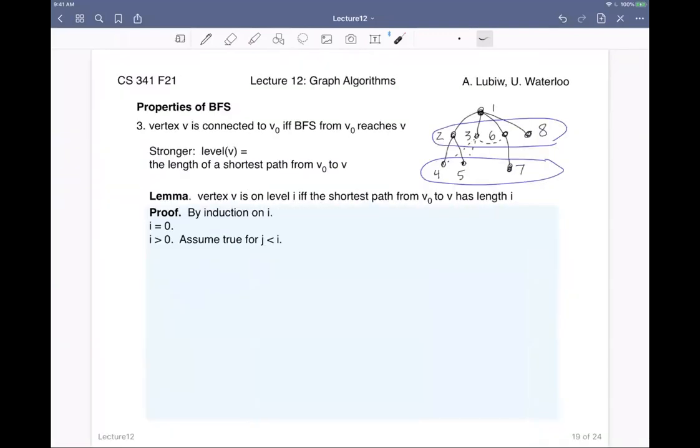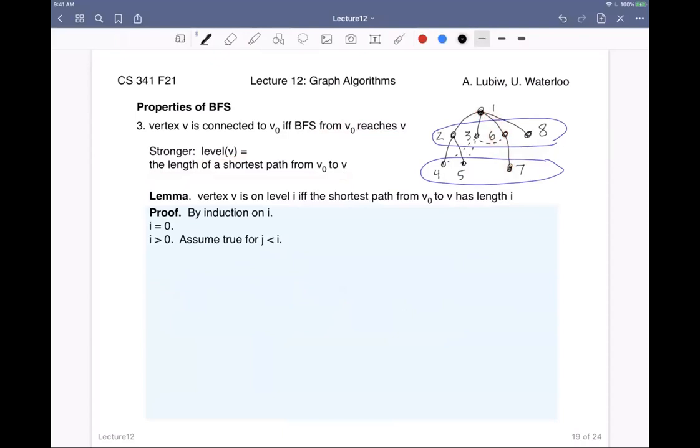Now, I promised you 3 properties about breadth first search. And so here is the third property. It says that a vertex is connected to my starting vertex V0 if and only if breadth first search starting at V0 reaches vertex V. And there's a stronger phrasing of that, which is that the level of a vertex V is the length of a shortest path from V0 to V. So for example, vertex 7 here, if we looked back at that graph, you would see that the shortest path from vertex 1 to vertex 7 is of length 2. It has 2 edges. In particular, we're saying there's no path of length 1 in this little example. That's all it's saying here.